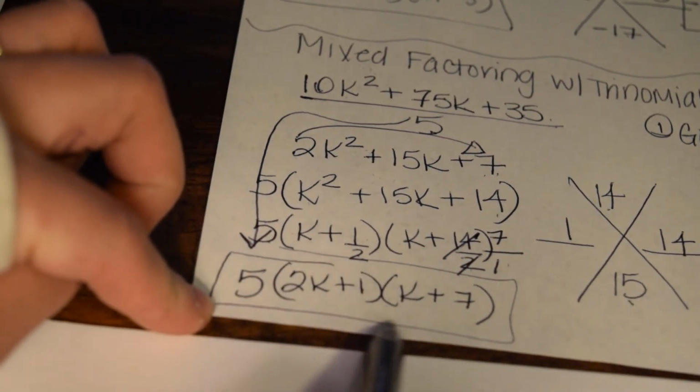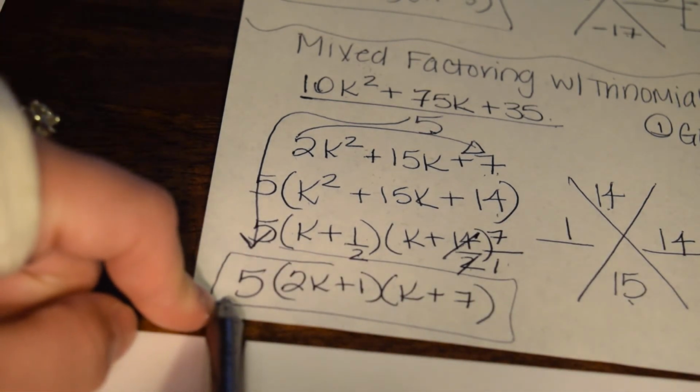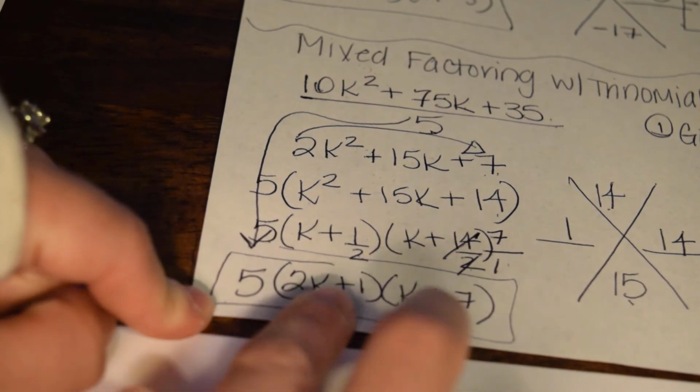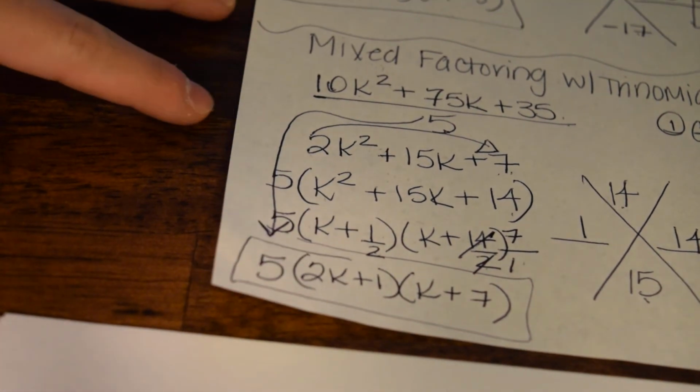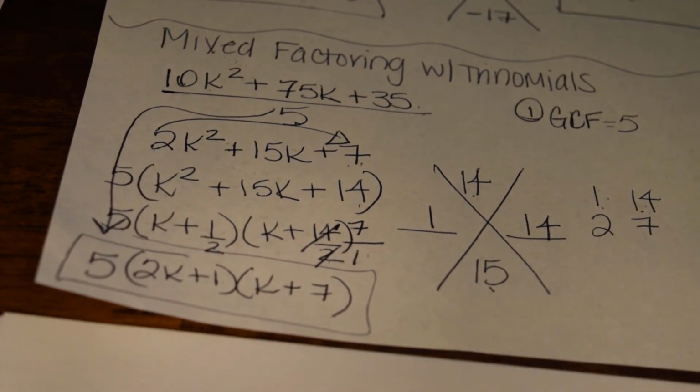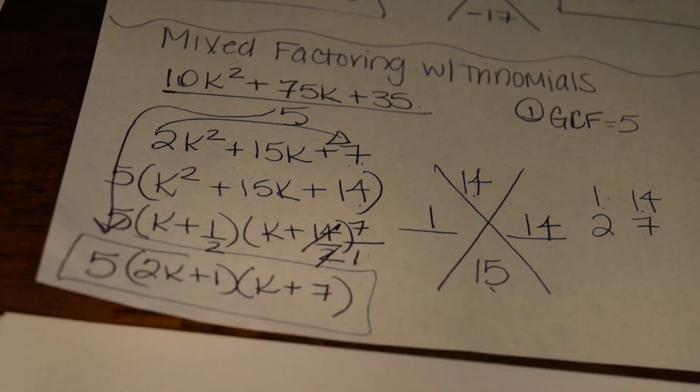So as you can see right here, this is our final answer. That is all the way factored. If we wanted to check, we would FOIL this and distribute this. Okay, so just remember that there is a process in algebra, and we need to make sure that we're always looking for the process and not necessarily the answer.